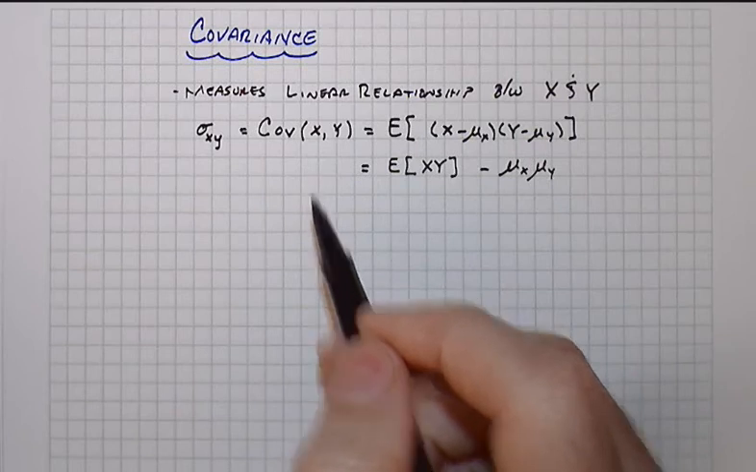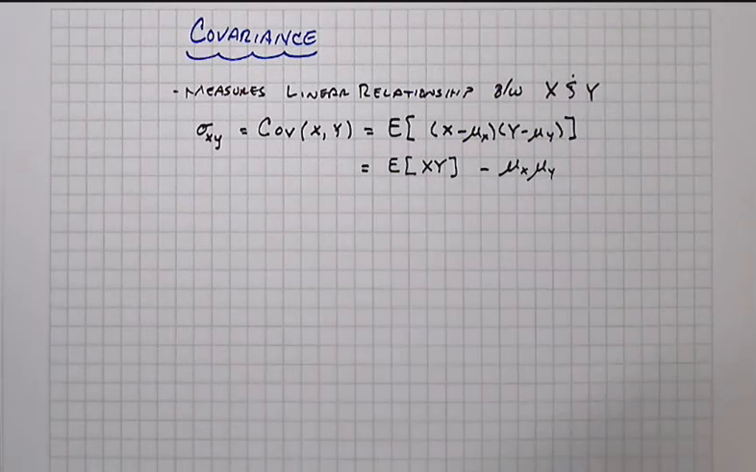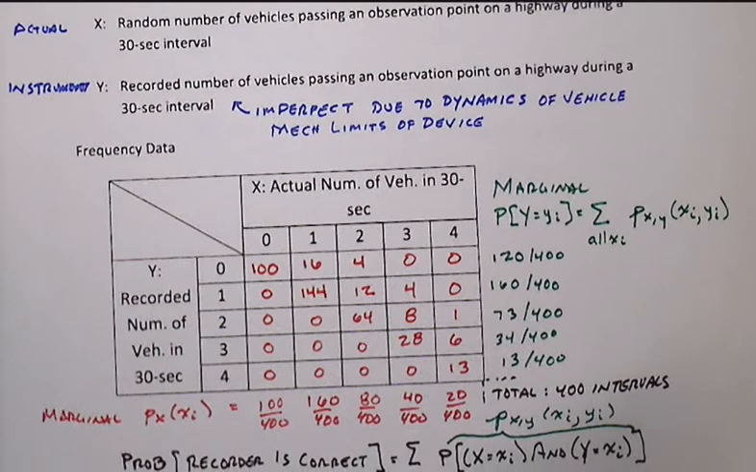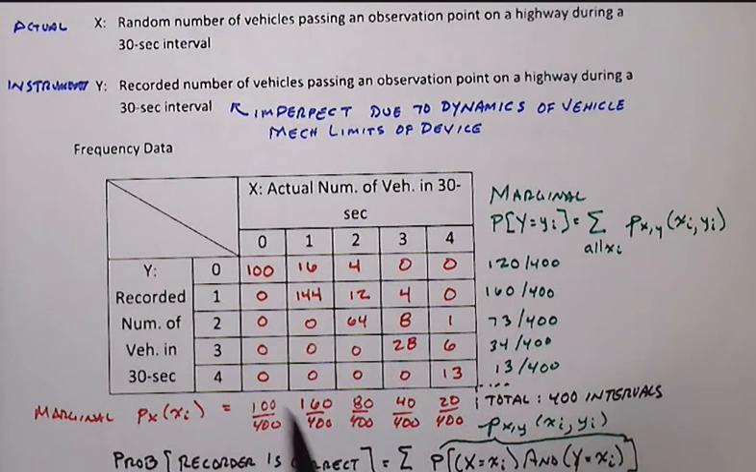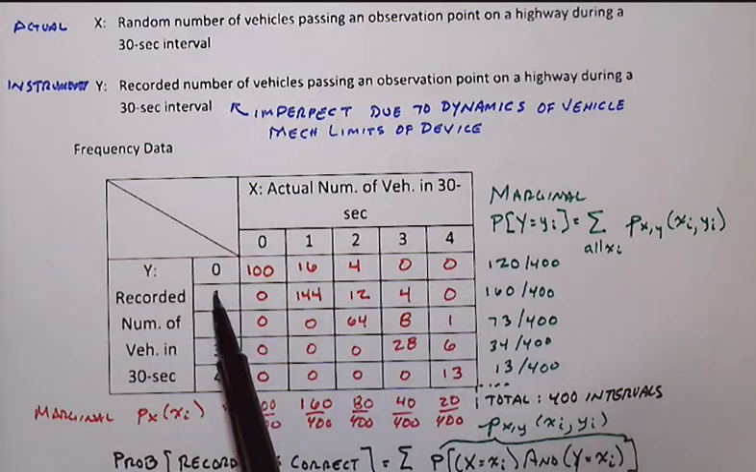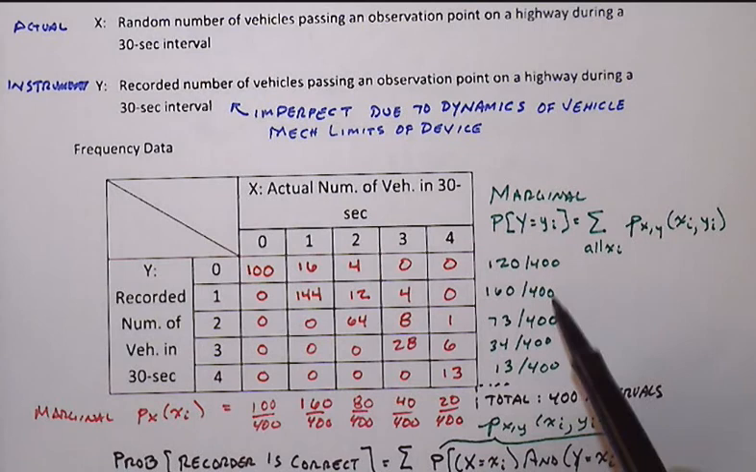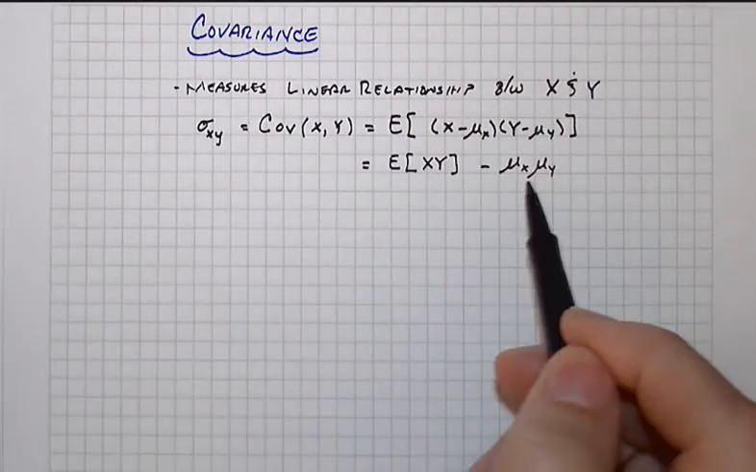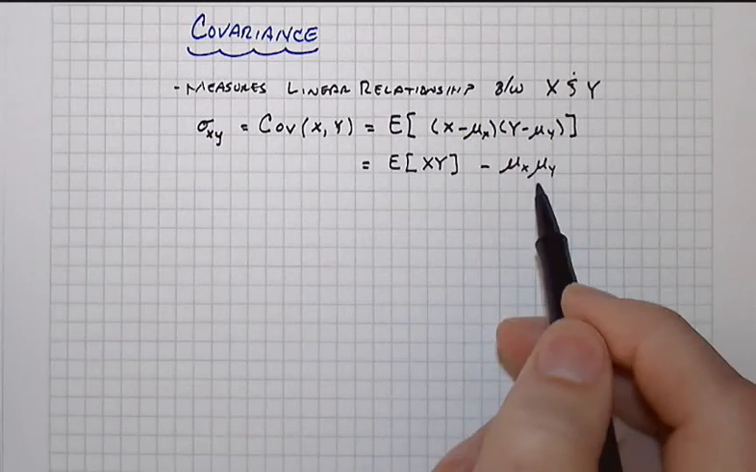All right, so let's look at calculating the covariance for our instrument accuracy problem, that traffic counter problem that we were doing before. We had that collection of actual number of vehicles in a 30-second interval and then that which was recorded. And here we've got our marginal values for the actual number, our marginal values for the recorded numbers, and we're going to use those here to come up with this expected value of xy minus the mean of x minus the mean of y.